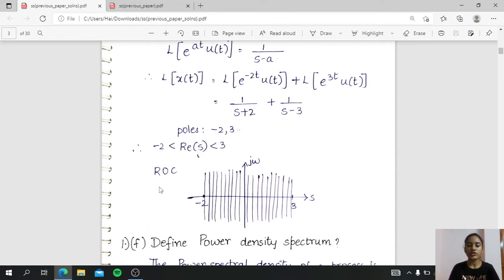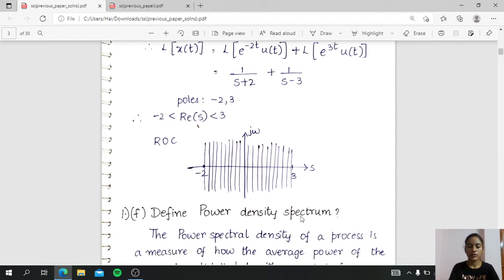So the region of convergence, as we know, for the Laplace transform is vertical lines parallel to the j omega axis. So I represent it this way, and the region of convergence lies between minus 2 and 3. So on the x axis, the region of convergence lies between the poles minus 2 and 3.